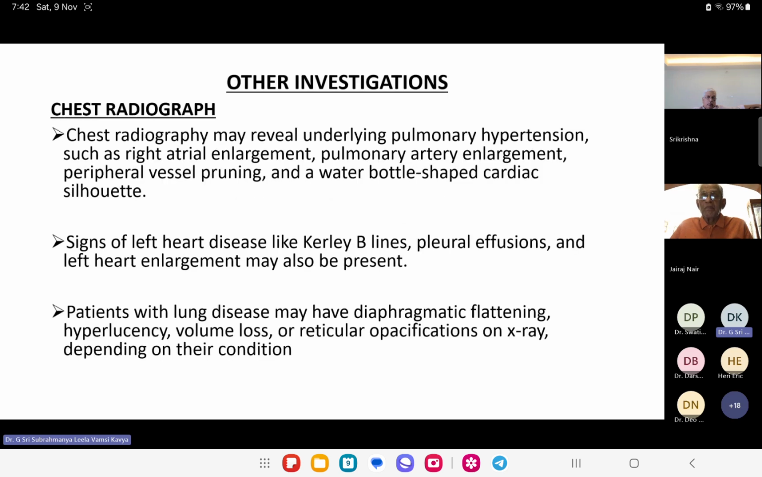Chest radiography may reveal underlying pulmonary hypertension, such as right atrial enlargement, pulmonary artery enlargement, peripheral vessel pruning, and a water bottle-shaped cardiac silhouette. Signs of left heart disease like Kerley B lines, pleural effusions, and left heart enlargement may also be present. Patients with lung disease may have diaphragmatic flattening, hyperlucency, volume loss, or reticular opacifications on X-ray, depending on their condition.